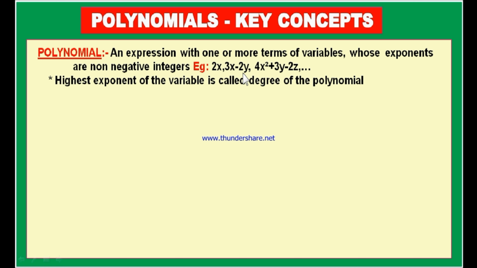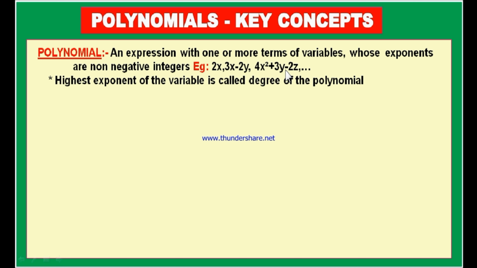And the second polynomial is 3x minus 2y. Here there are two variables, x and y. The highest exponent of the first term is 1 and the highest exponent of the second term is also 1. Then the highest exponent of the variable in this total expression is 1. Therefore the degree of this polynomial is also 1.